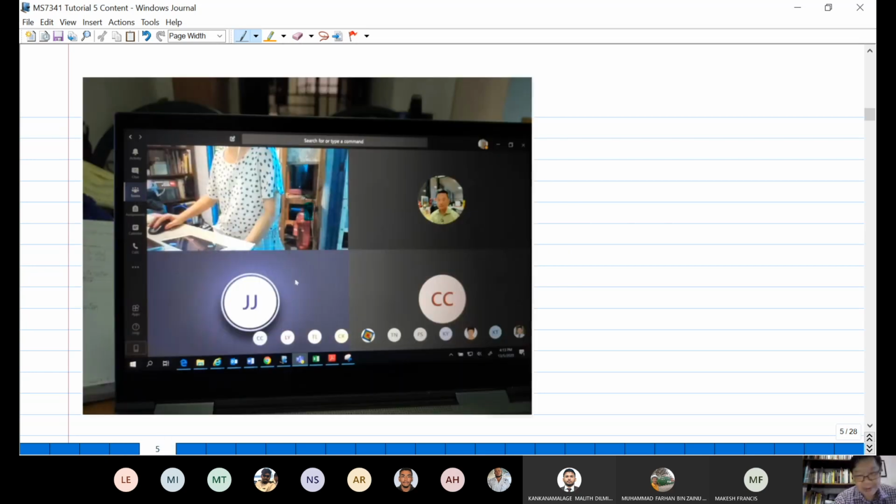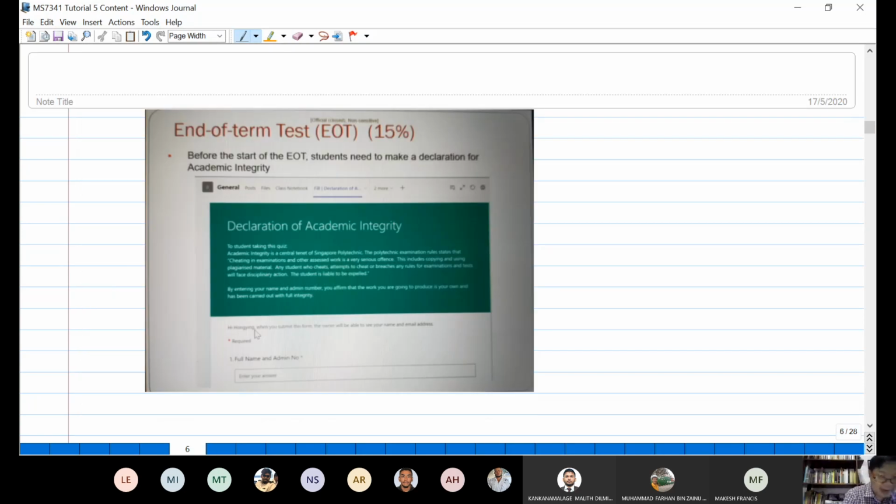So this is how it looks when you turn on the webcam. You don't need to show your face, but you most likely can show your face. And before you take the quiz, you have to do a declaration saying that you're being honest, no cheating.